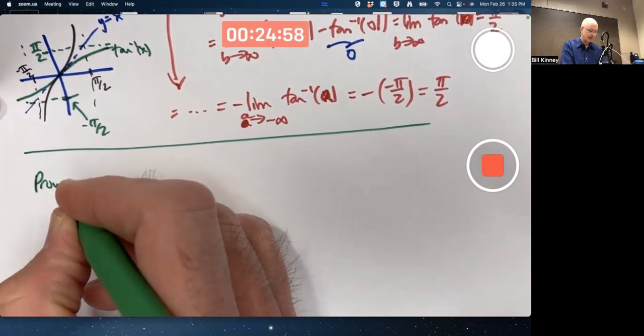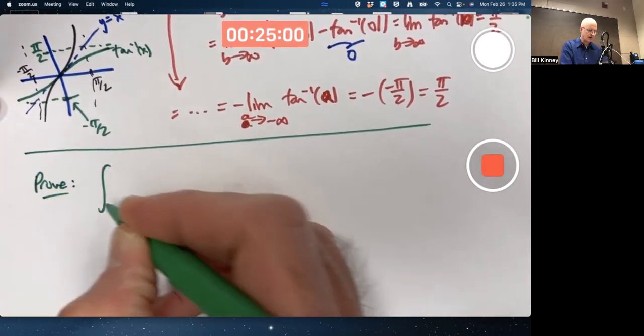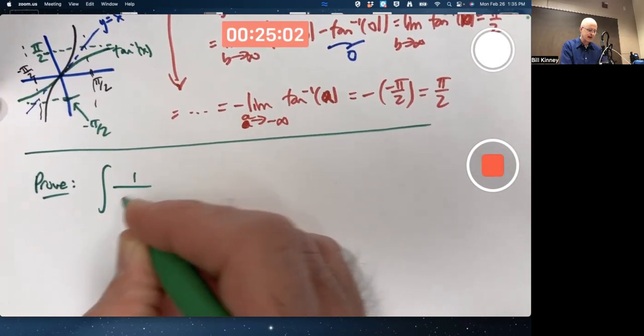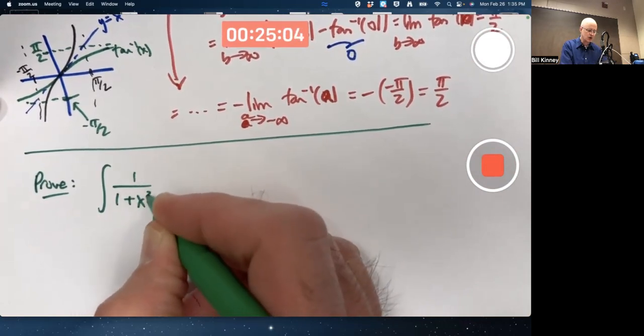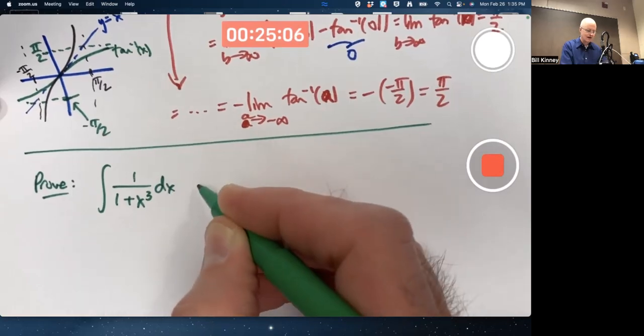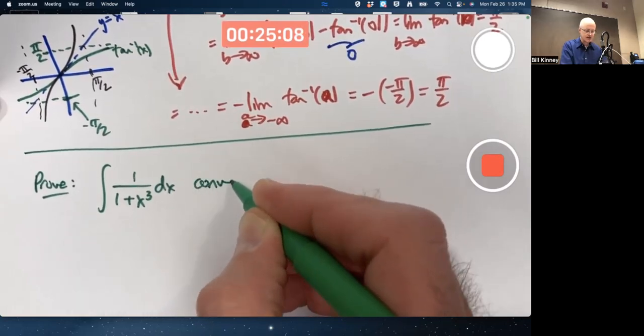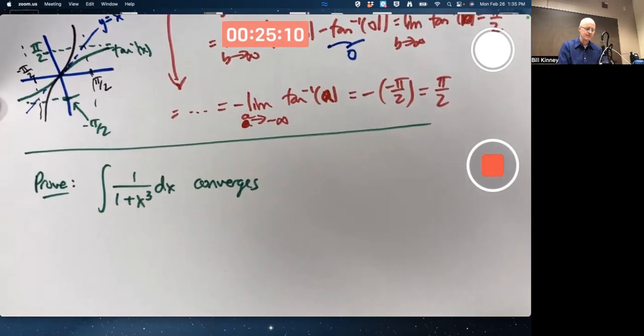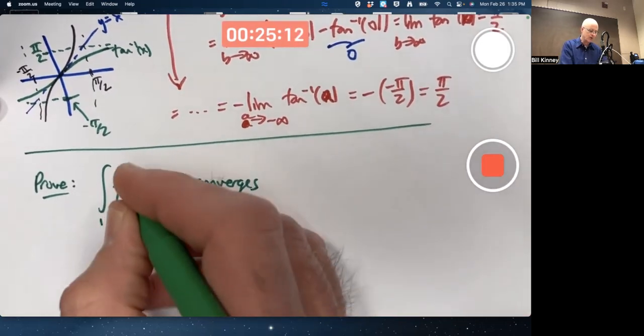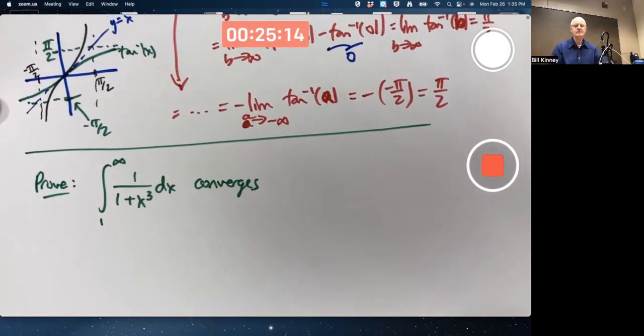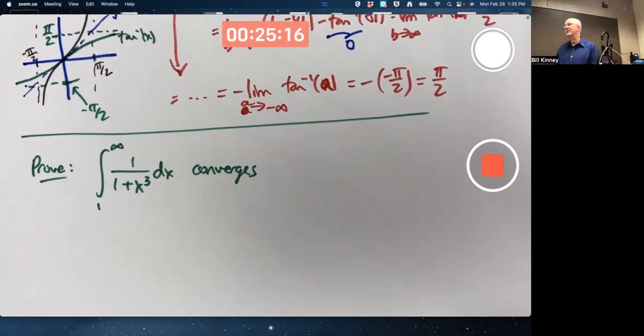Prove that another improper integral, let's make it be 1 over 1 plus x cubed, converges is what it's going to do. What's the interval? I'm going to integrate this from 1 to infinity. Now, I could integrate it from 0 to infinity. It would be okay.